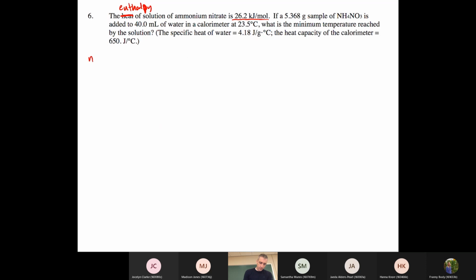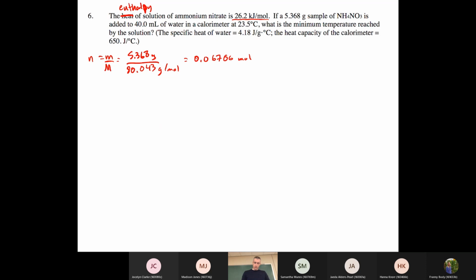So first of all, we need the number of moles, mass over molar mass, and that's 5.368 grams over the molar mass of ammonium nitrate, which is 80.043 grams per mole, giving 0.06706 moles.